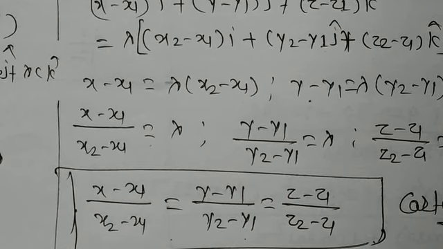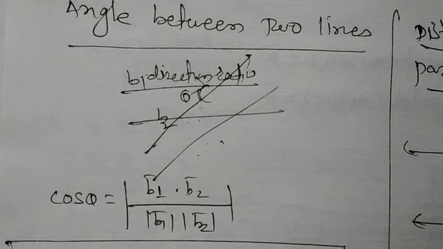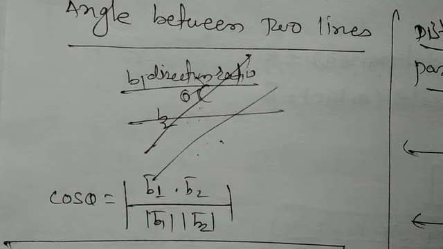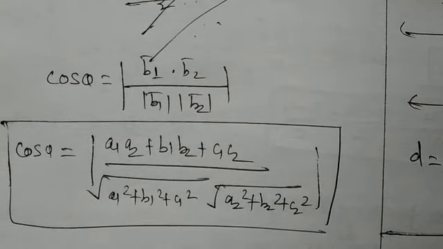Now, we also learned the formula for the angle between two lines. The angle between the two parallel vectors of those lines is: cos theta equals magnitude of b1 dot b2 upon magnitude of b1 into magnitude of b2, or cos theta equals a1 a2 plus b1 b2 plus c1 c2 upon under root of a1 square plus b1 square plus c1 square, and a2 square plus b2 square plus c2 square.